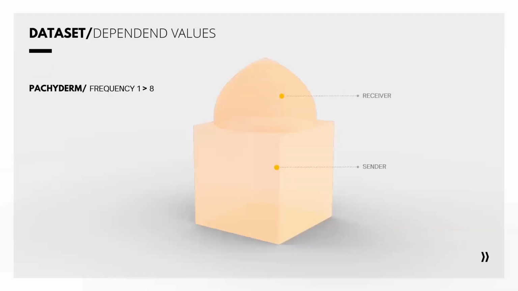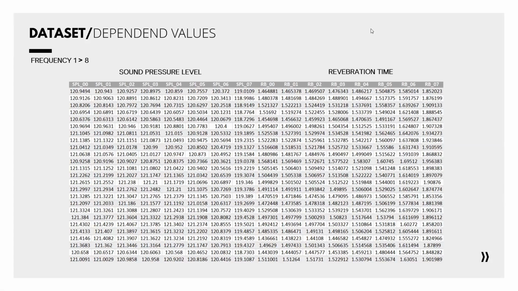And so in order to get the dependent values from Terradome, we have a sender and a receiver inside a fake room and a dome on the top. These are dependent values we got from the Terradome for 8 frequencies of SPL and reverberation time.